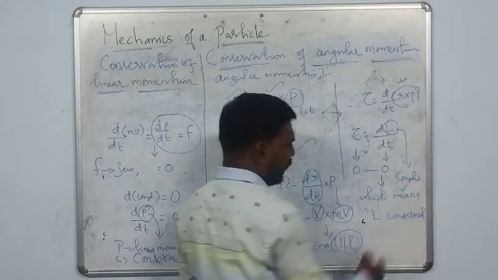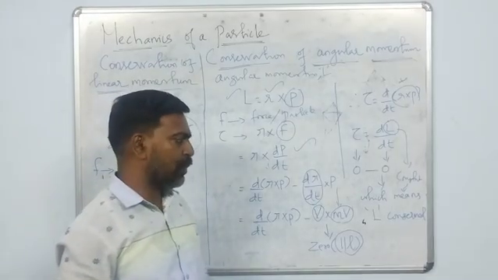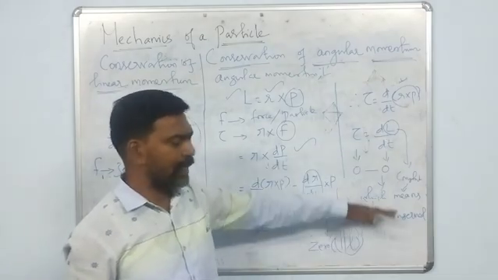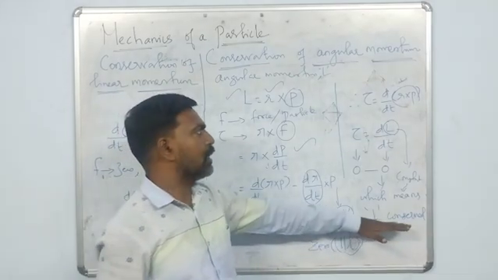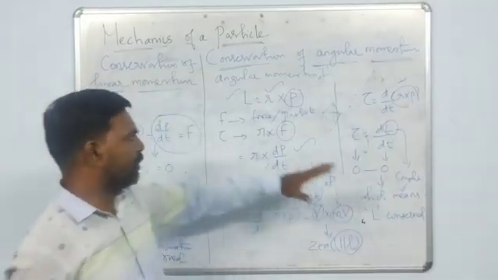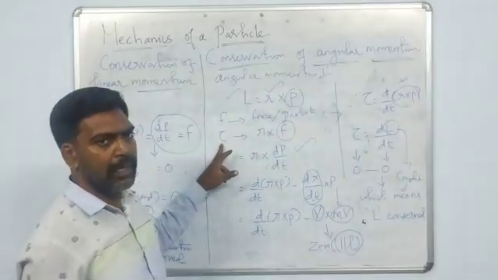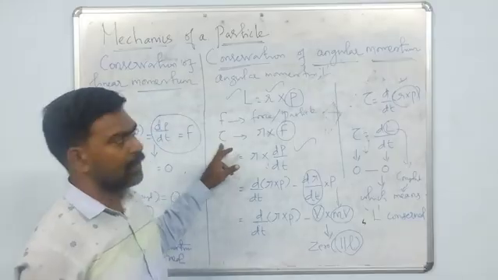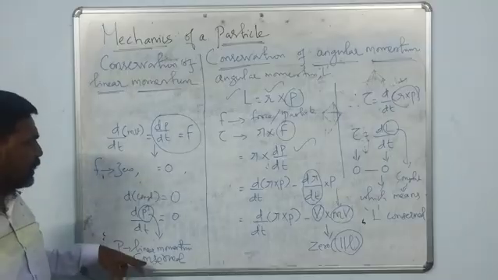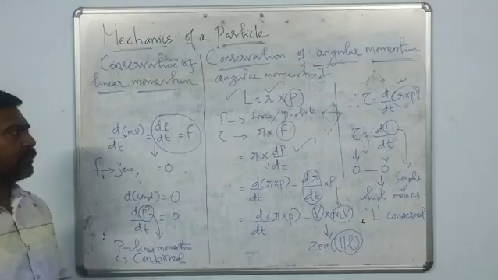Constant means the angular momentum is conserved. So L, the angular momentum, is now conserved. From the above equation we can conclude that the angular momentum is conserved, using L equals R into P with the help of the torque equation. For the first one, linear momentum, we conclude that it is conserved from Newton's second law of mechanics. Okay, thank you.